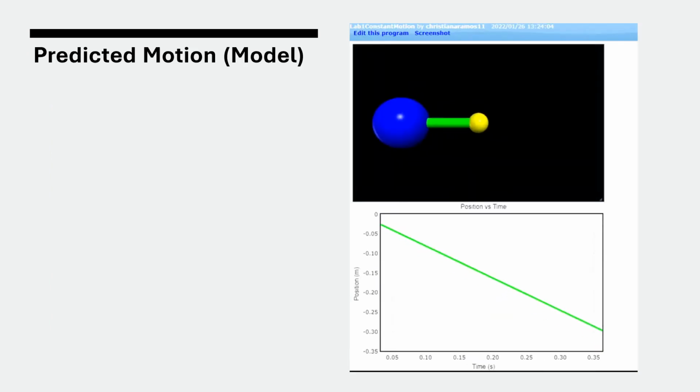So here's the computer model, the predicted motion simulation, and here is the same motion being applied on the ball. It's going in the negative x direction, but here there's really no net force being applied, so the velocity is consistent, which is why the position versus time graph is a perfectly linear negative sloped line going in the negative direction. And then the velocity will be one constant velocity with a change in velocity being 0.